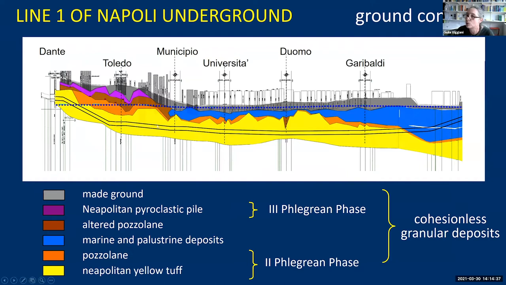And the other thing I want you to notice is that because we're very close to the sea, the groundwater table, that is this dotted blue line, is relatively close to the ground surface. So the tunnels, this double line here is a section through the tunnels, were almost everywhere running in the yellow tuff, that is this soft rock, the pyroclastic soft rock.